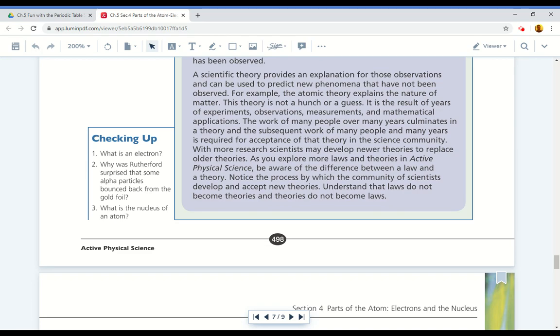The work of many people over many years culminates in a theory, and the subsequent work of many people in many years is required for acceptance of that theory in the science community. With more research, scientists may develop newer theories to replace older theories. As you explore more laws and theories in active physical science, be aware of the difference between a law and a theory. Notice the process by which the community of scientists develop and accept new theories. Understand that laws do not become theories and theories do not become laws.